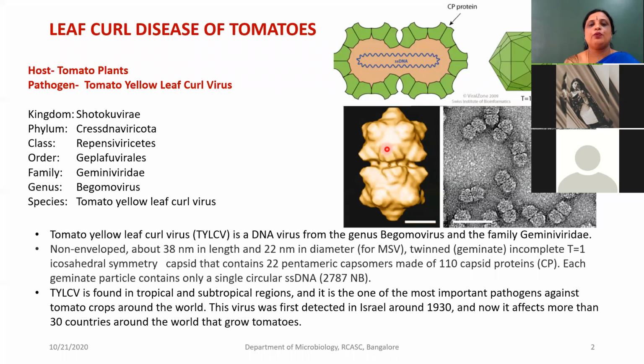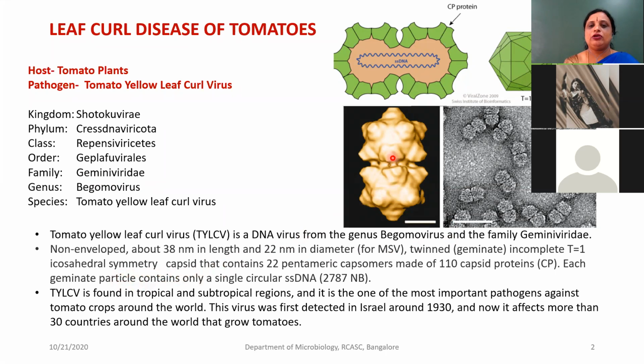Protein forms a protective covering, that is called the capsid. So here, the capsids are twinned or geminate. That is the reason the family has been named Geminiviridae. Why is it named Geminiviridae? Because the proteinaceous capsid is twinned together. It is twinned and it has incomplete icosahedral symmetry.